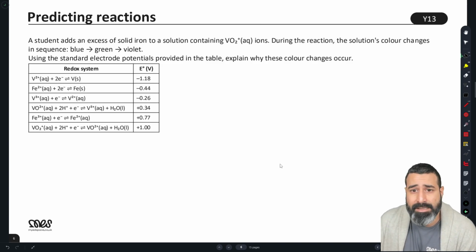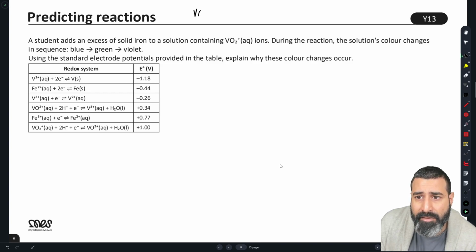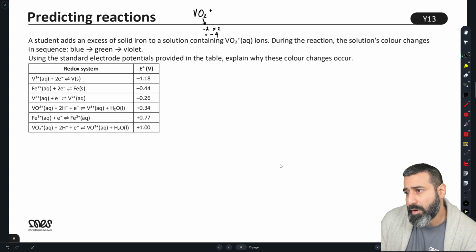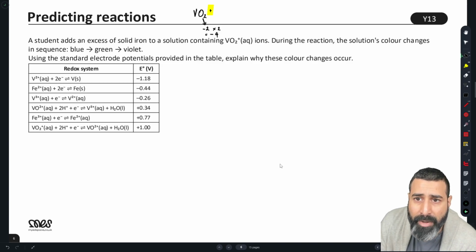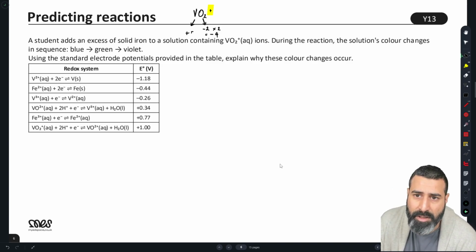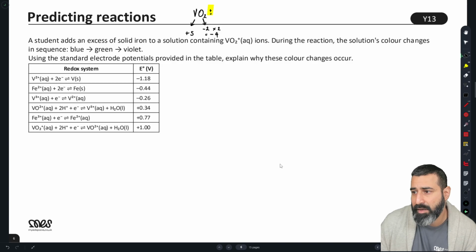Okay, classic question. So first thing I'm thinking is, let's have a look at VO2+. Knowing our oxidation states, oxide is always -2 and there are 2 of them, so we've got 4 negative charges. We've got an overall plus charge on the compound. So what is the charge on the vanadium? It is going to be +5, because 5 take away 4 gives us +1 overall. So that's vanadium in the +5 oxidation state, okay?